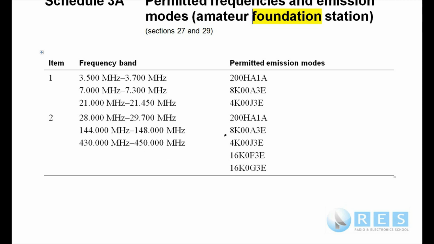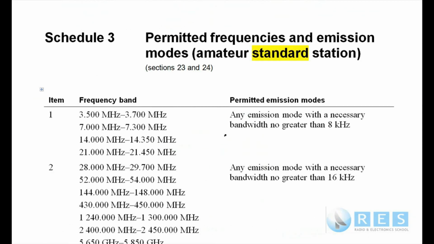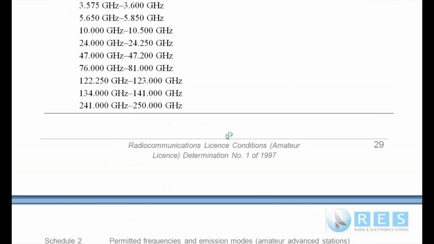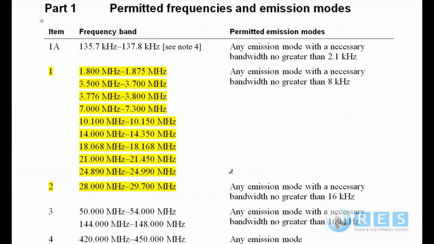Just make sure you have your LCD with you and make sure you have a bookmark in it on page 29, I think it is. Yes, 29 for the advanced license. And then the next couple of pages over, standard and foundation. Can't fail this one if you have a copy of the LCD with you. That's it for Competency 9.